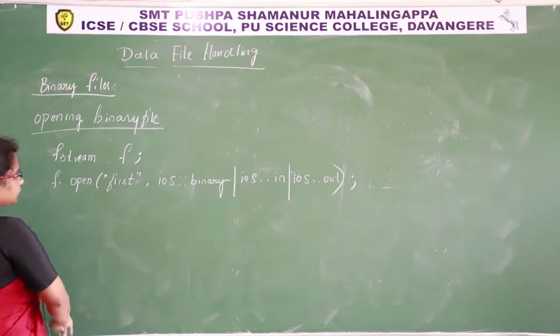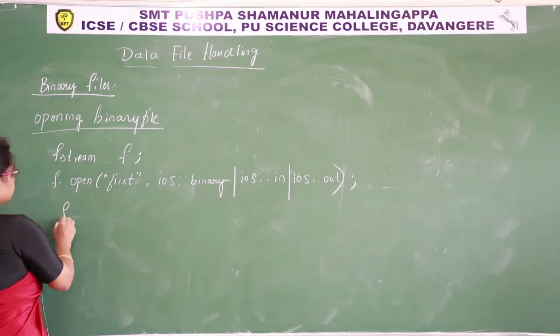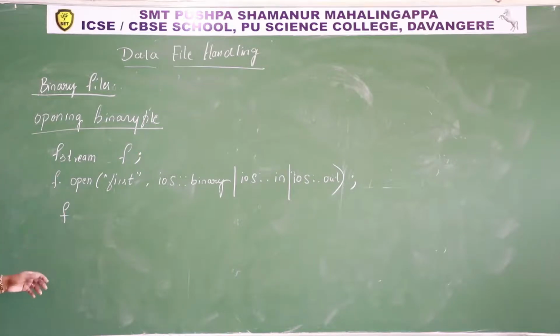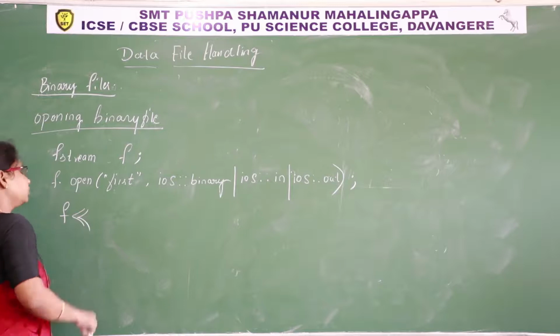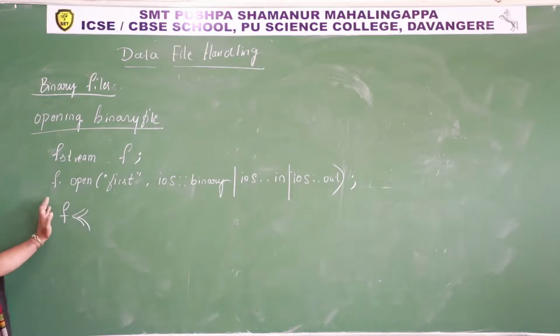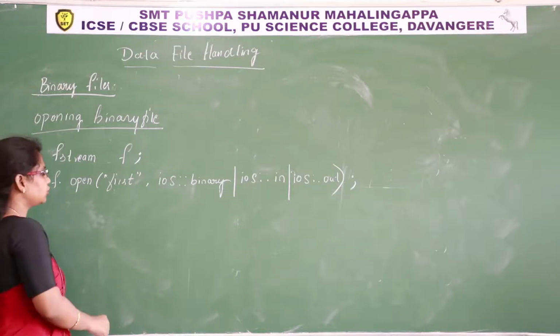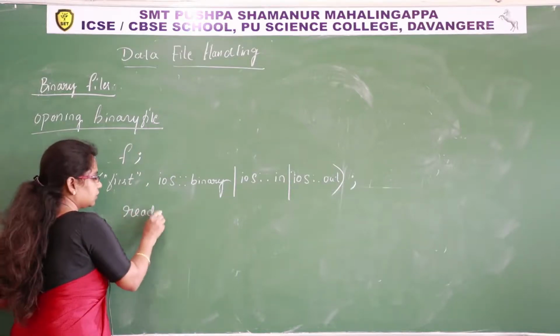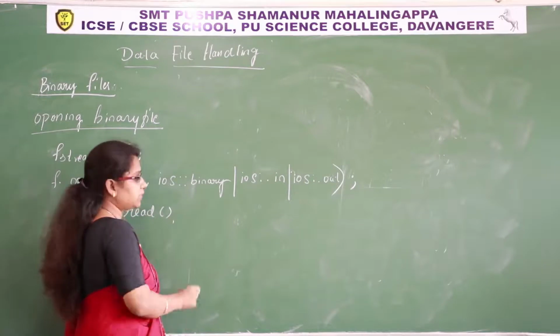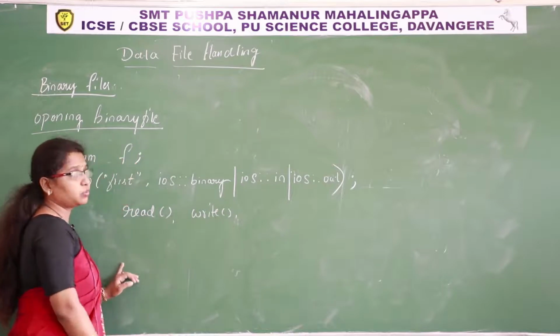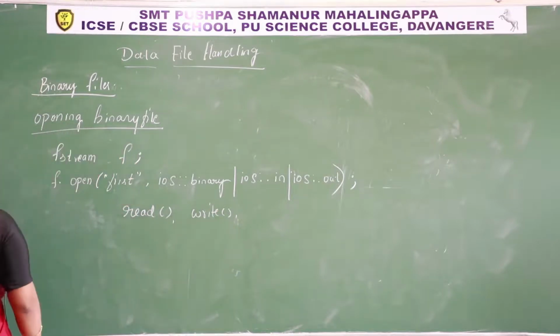Next, if it is a text file, how to write text into the file? We have to use the insertion operator, no? But in case of binary files, we should not use this. There are two functions to read and write binary files. In order to read binary files, there is a function called read. And to write binary files, we have a function called write. Then how to use these two functions? What is the syntax?